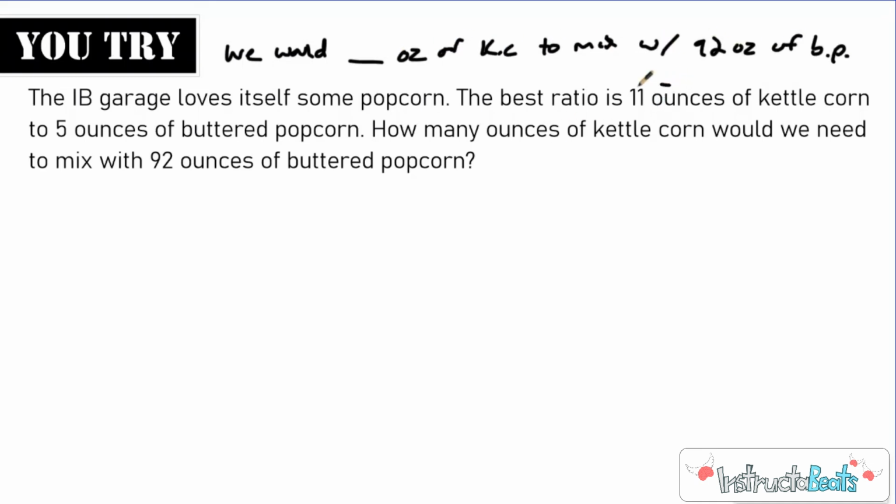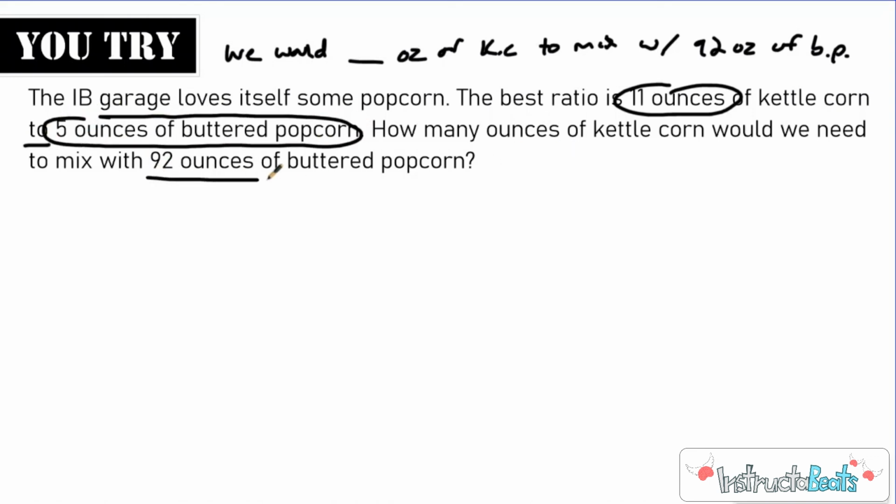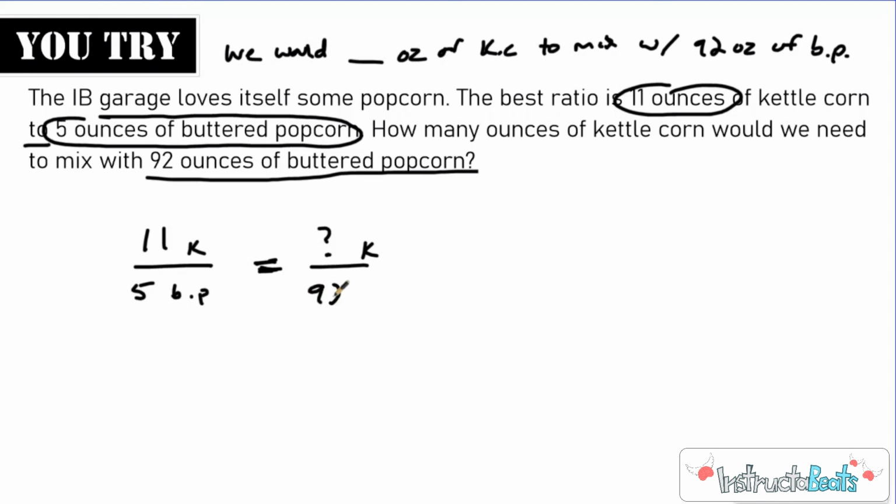So I know the best ratio is 11 ounces of kettle corn to 5 ounces of buttered popcorn. And we want to know, okay, wait a minute, what if I had 92 ounces of buttered popcorn? So if I had 11 ounces of kettle corn for every 5 ounces of buttered popcorn, that would be equal, because again, we're keeping a ratio here to make it taste delicious, to question mark kettle corn for 92 ounces of buttered popcorn, right? So here are my two equivalent ratios I want to use, or my proportion I want to use to help me find my missing kettle corn.